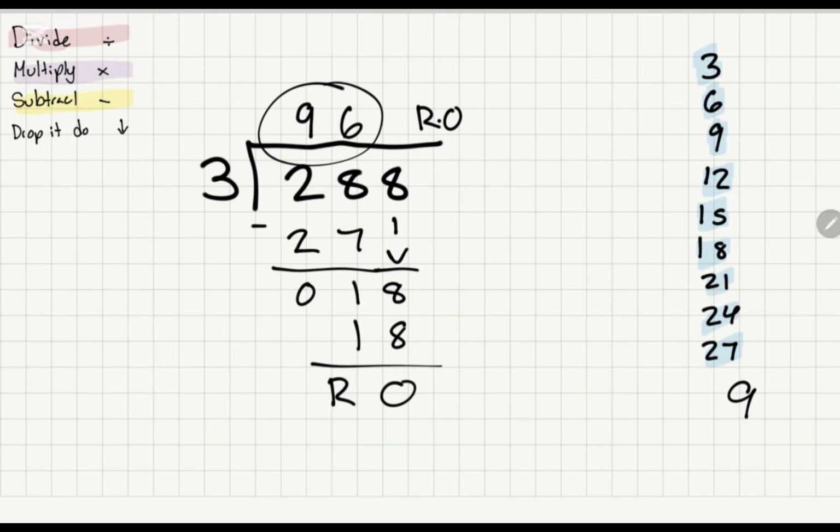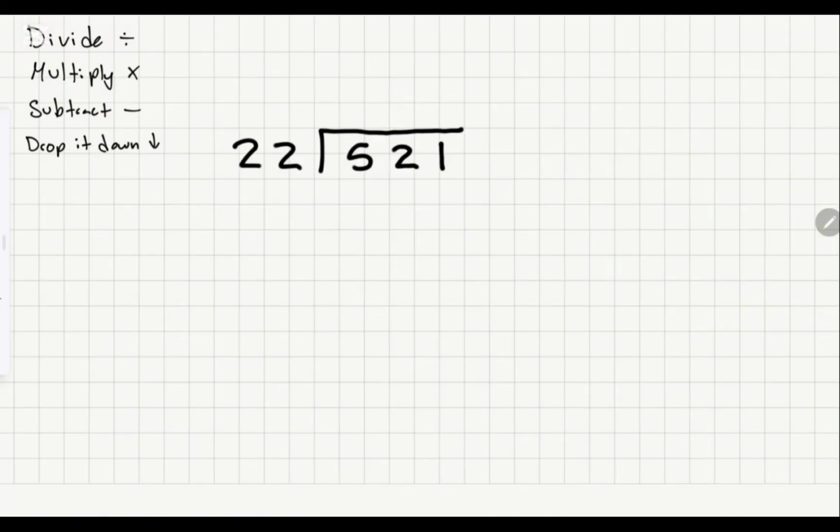Let's try another example. Here I have 521 divided by 22. So what's our first step? Our first step is to divide. So I'm going to take my 22. Can 22 fit into 5? No. 22 is much bigger than 5. It cannot fit into 5.